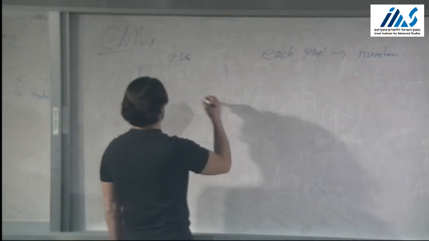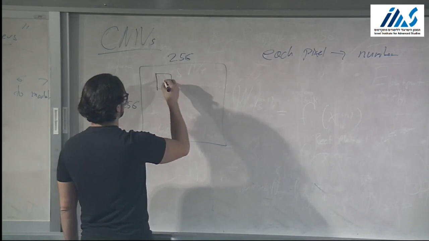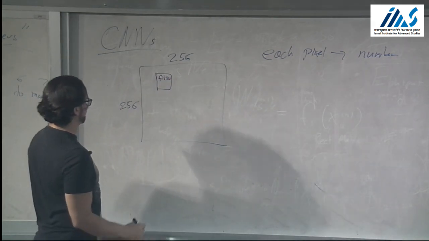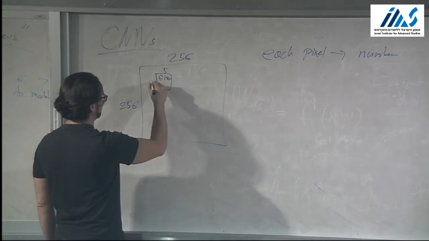And the idea is to have a filter. I can have a filter, and typically these filters are very small. A fairly big filter might be 5 by 5.